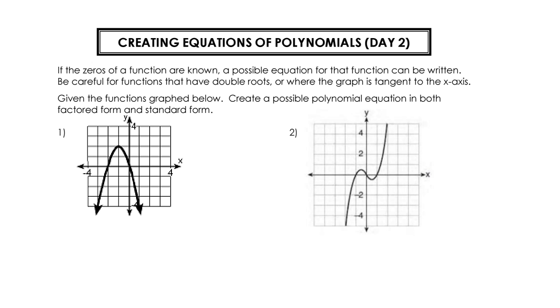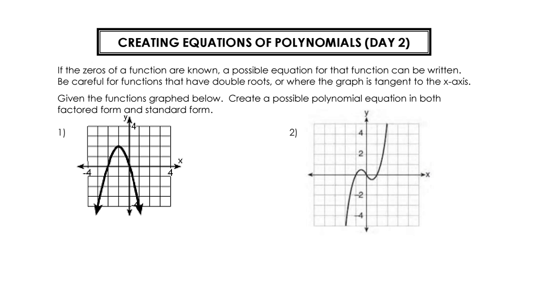So in the little blurb above, it says if the zeros of a function are known, a possible equation for that function can be written. Be careful for functions that have double roots where the graph is tangent to the x-axis, which means the graph just touches the x-axis at one point. However, at that one point, there are actually 2 roots called a double root there. When the functions are graphed below, create a possible polynomial equation in both factored form and standard form.